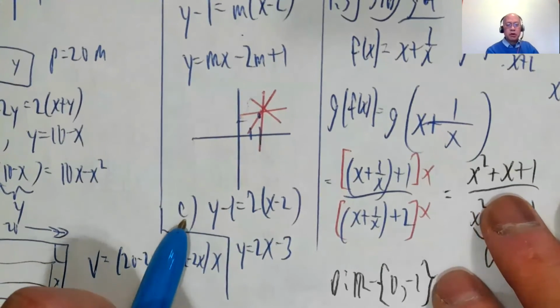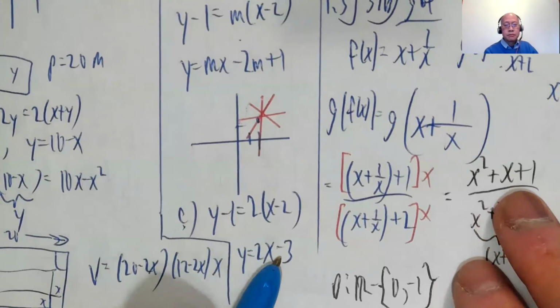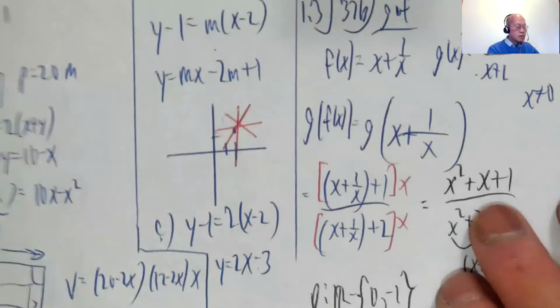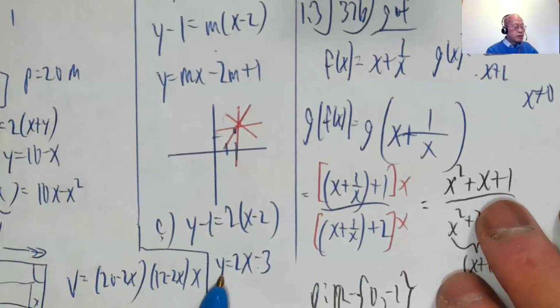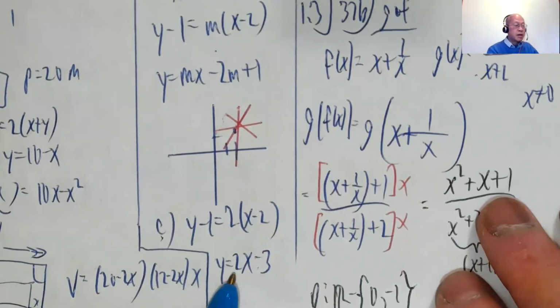C, which belongs to both of them, well, y equals 2x minus 3. Okay, so we want the slope to be 2. So y equals 2x minus 3, put a 2 there, and that comes out to be that.